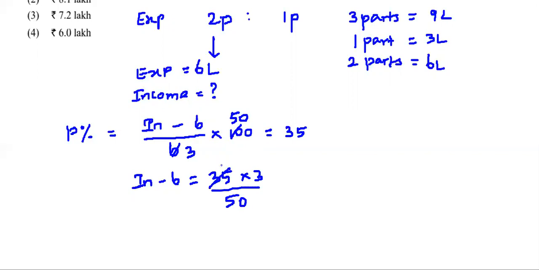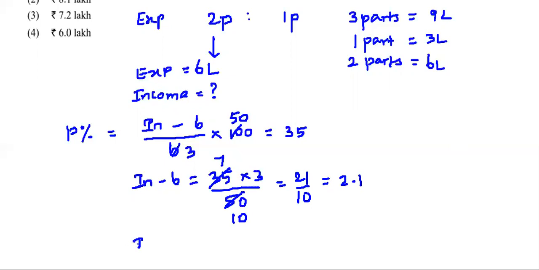So let's just cancel once again. 5 tables, we can cancel both these numbers. 5 sevens are 35 and 5 tens are 50, right? So we have 21 by 10. Actually, 7 threes are 21. So 21 by 10 we got. It's very simple to say it would be 2.1.